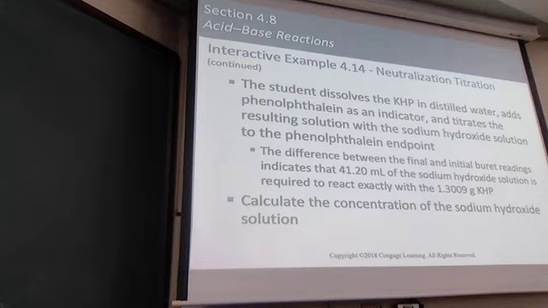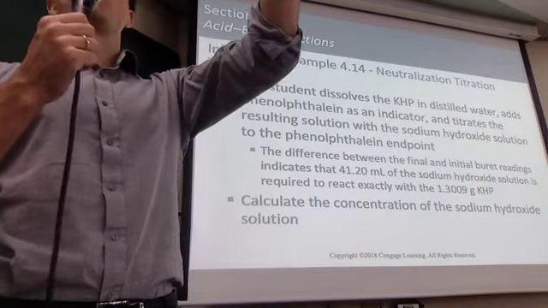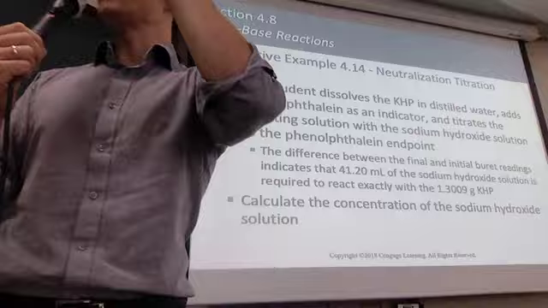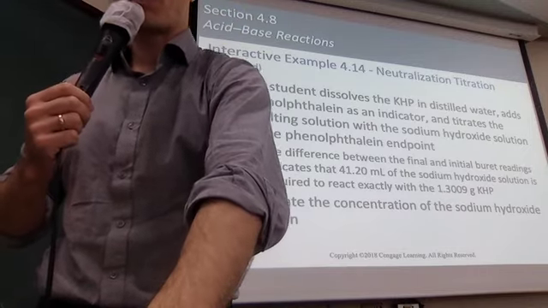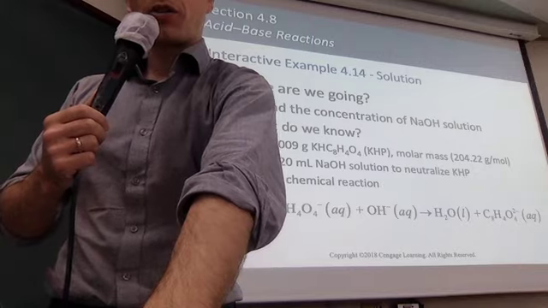Okay, so the difference between the final and initial burette readings indicates that you used 41.2 milliliters of sodium hydroxide to reach the equivalence point. This is the point where you react all the 1.3009 grams of KHP. So you have measured the volume that you need to neutralize the solution. Now you just need to calculate the concentration from this. So how do we do this?